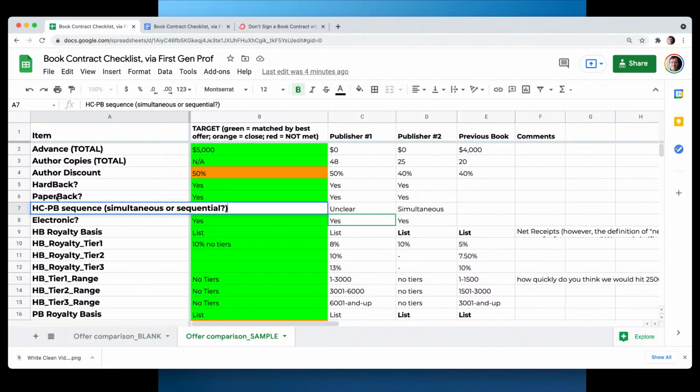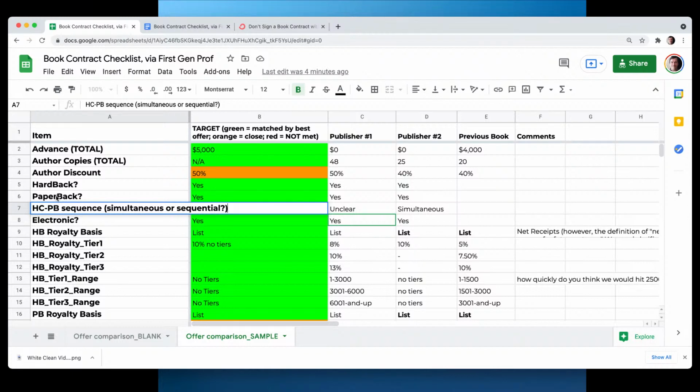And then after 6 months, after a year, they will release the paperback version. That's one thing you often see in publishing, but it's not the only one. Sometimes you can get simultaneous hardcover and paperback publication, which can be advantageous for a number of things.